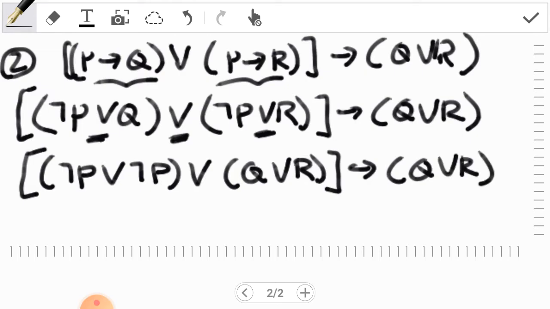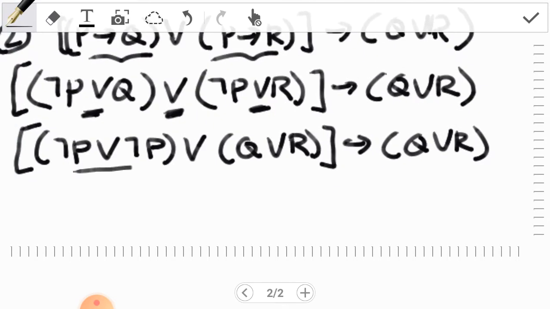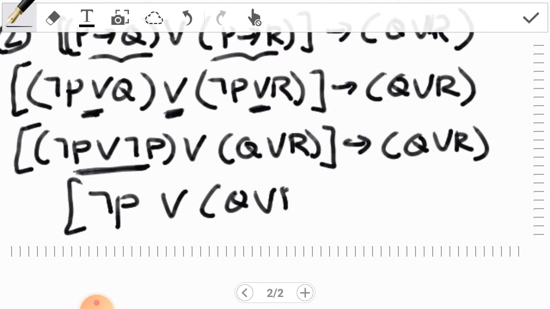Next, using idempotence for this one. Not P or not P must just be equivalent to not P. Right? It's like you're asking the person you're courting, who do you like, me or me? Of course, me. You have no other choice, right? So not P or not P is just not P. So that should now leave us not P or Q or R.